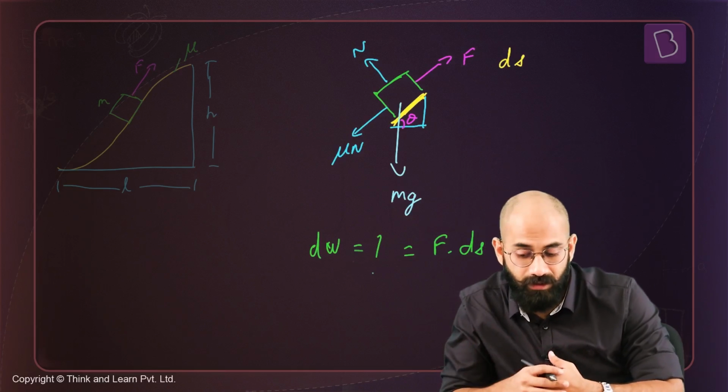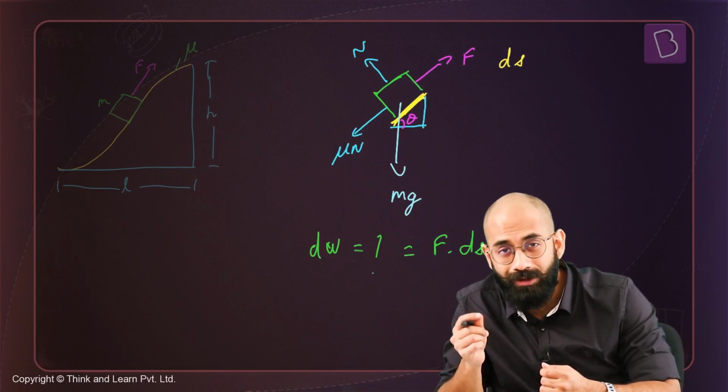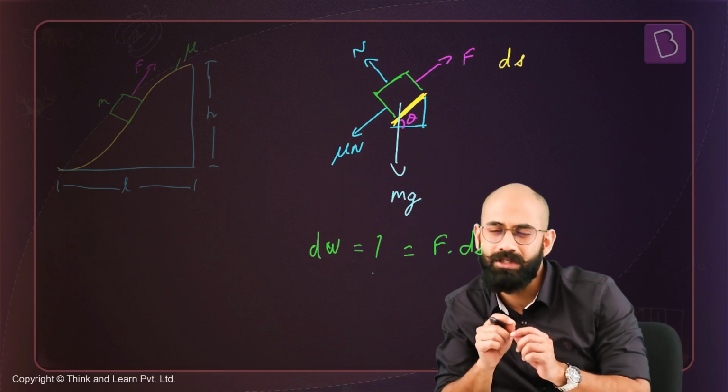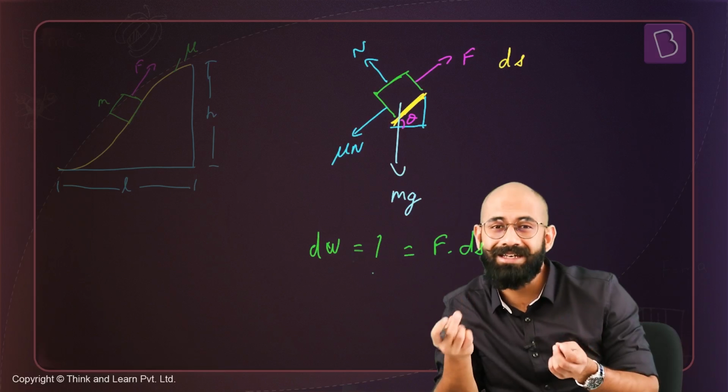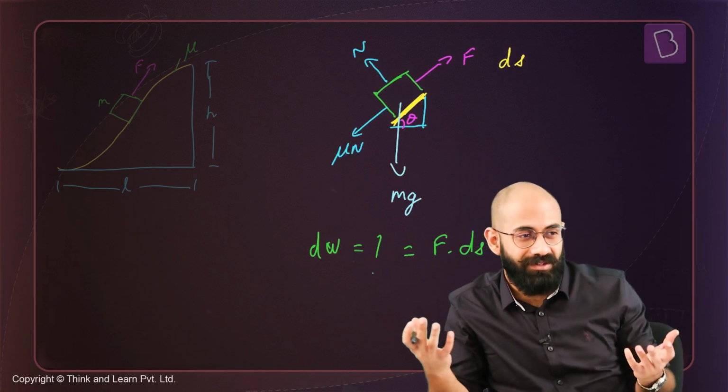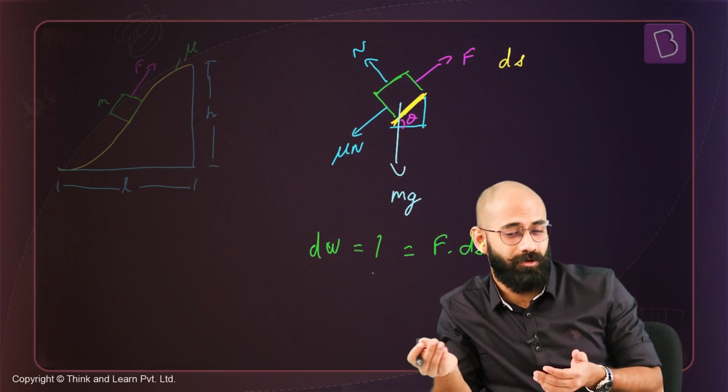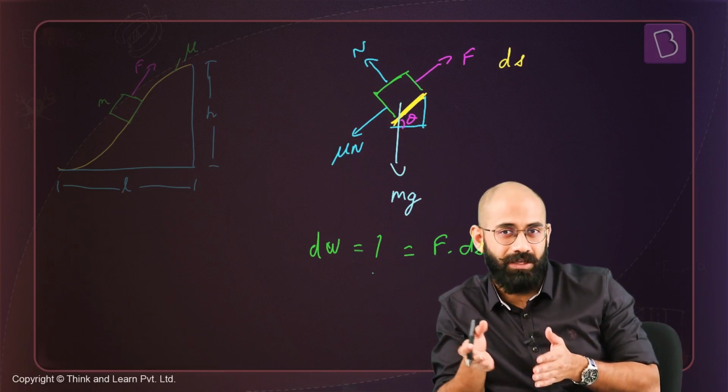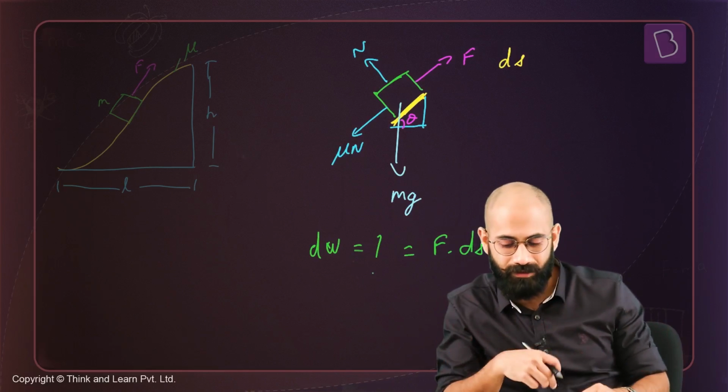Well, the good thing is we can find the value of f because we know that this object is being pulled in such a way that it's moving slowly. In other words, we can say that the net acceleration is 0. The net acceleration is 0, then the net force has to be 0. So if you resolve these vectors, then you can find the value of f using the free body diagram, right?